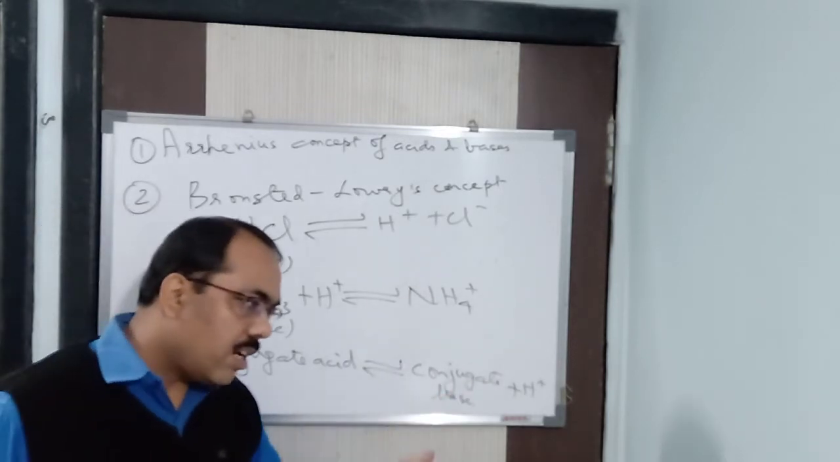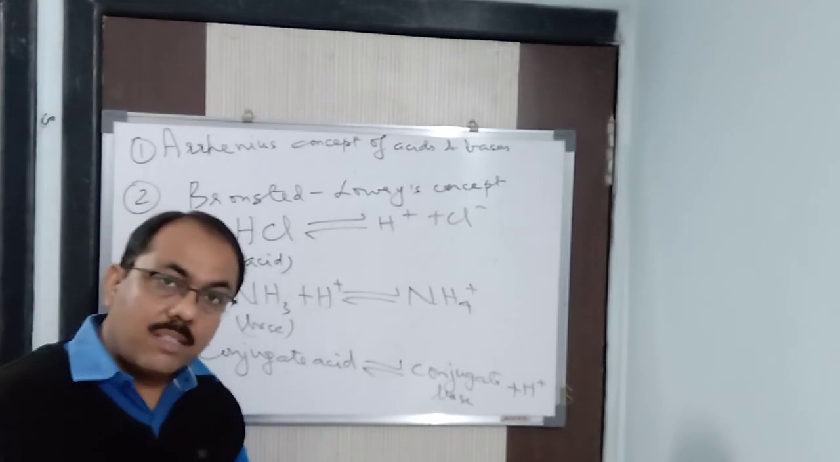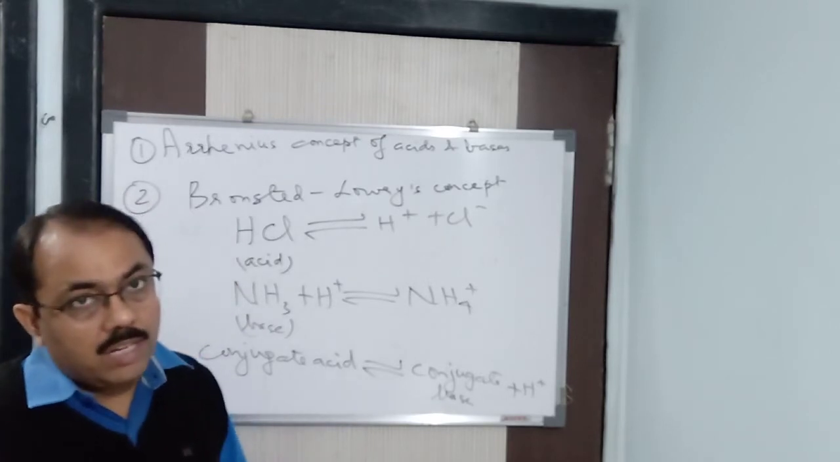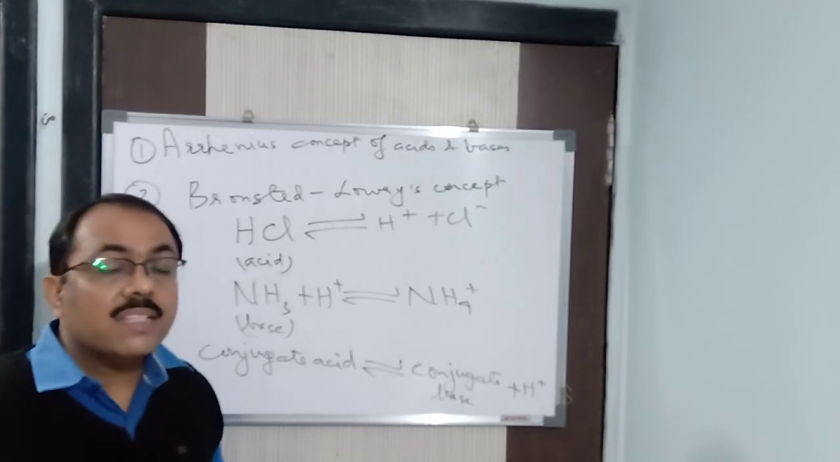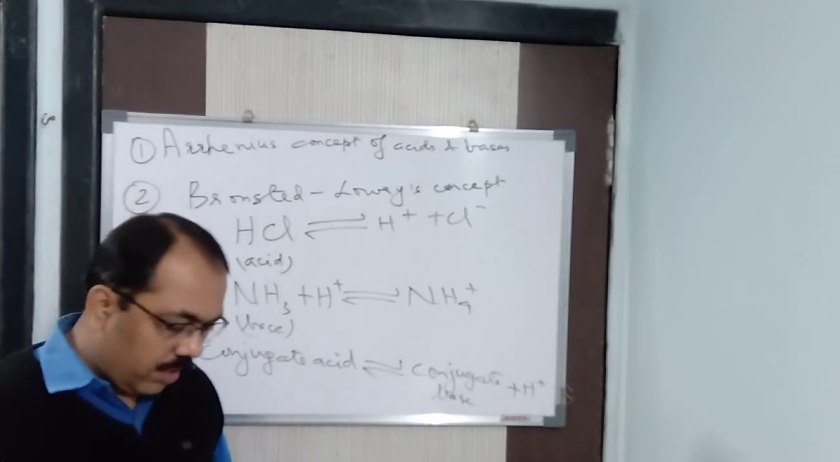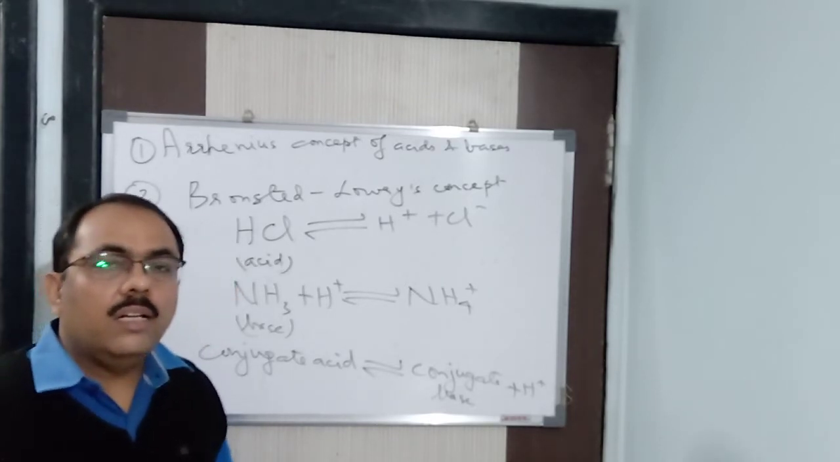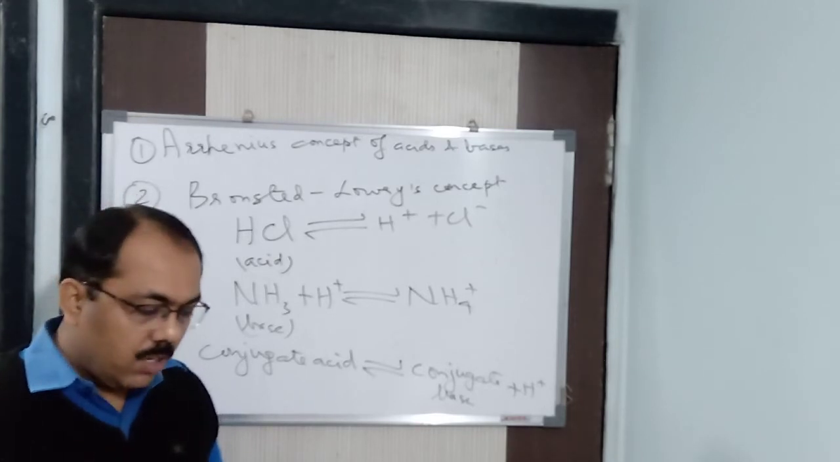If you add an H plus ion to a base, you will get an acid. If you remove an H plus ion from an acid, you will get a base. We can say that. So hence we get a conjugate acid base pair. We got it in Bronsted-Lowry's concept.